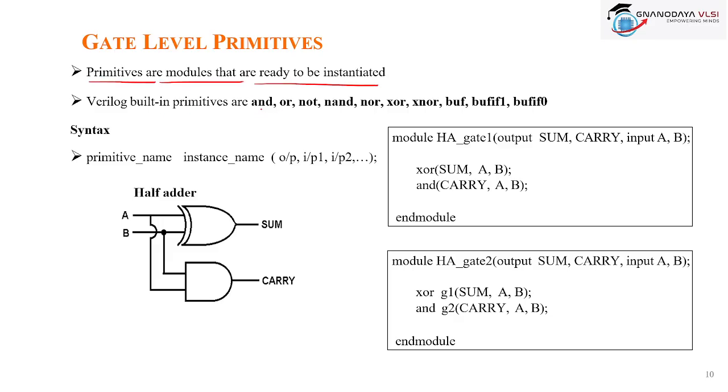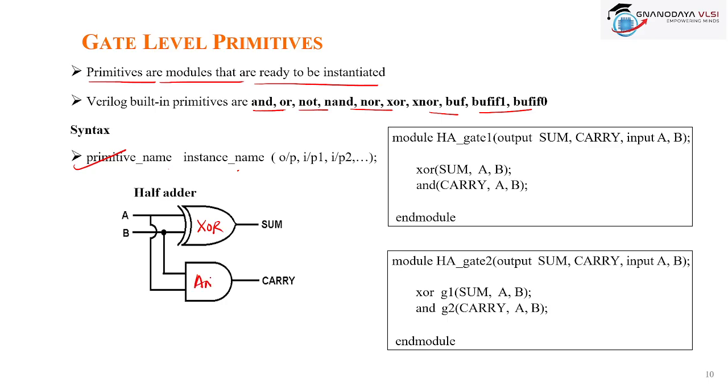So what are the gate level primitives? And, or, not, NAND, nor, XNOR, buf1, buf0. These are the gate level primitives. Okay, so this is the syntax: primitive name, instance name, output, input 1, input 2. Suppose you consider the half adder. A half adder has one XOR gate and one AND gate.